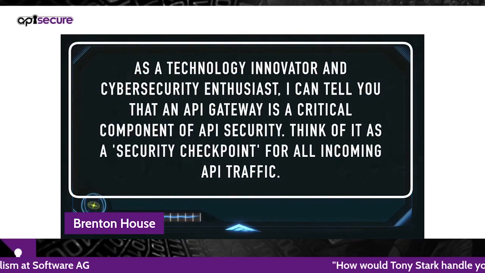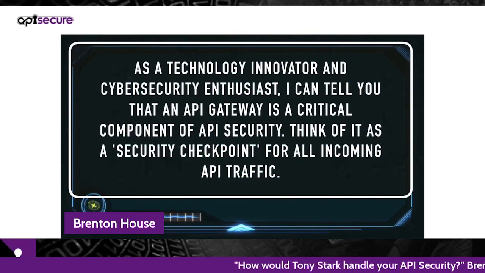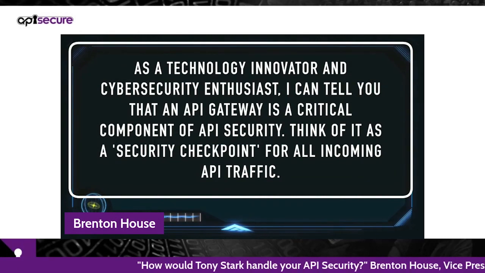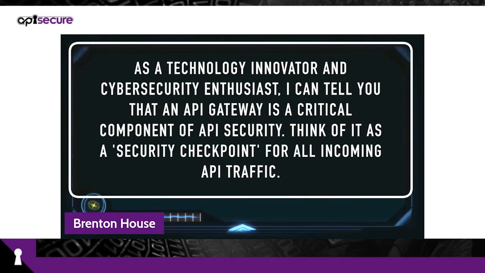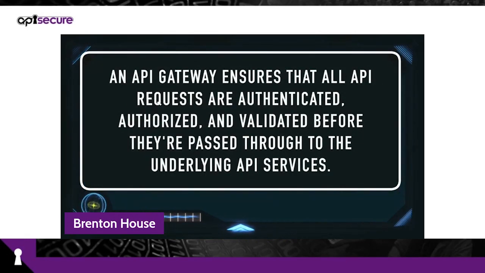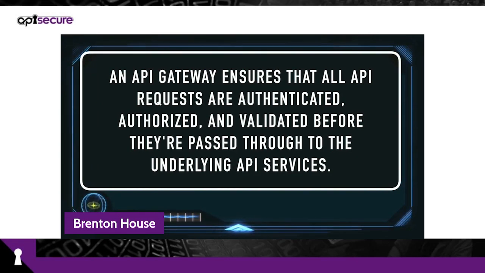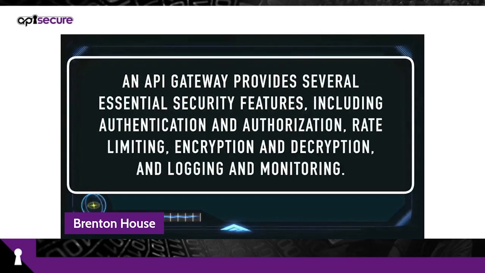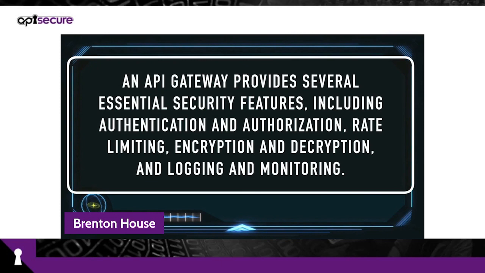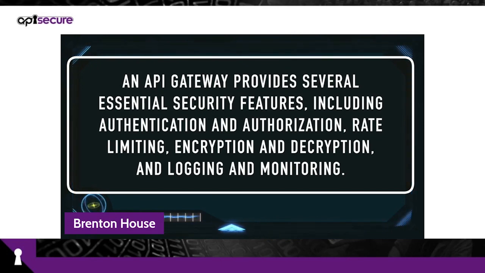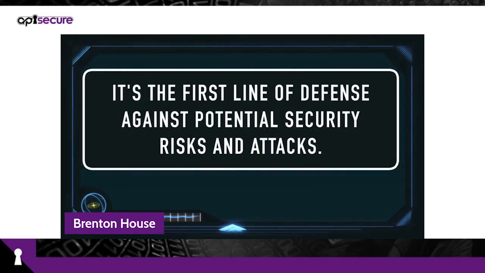As a technology innovator and cybersecurity enthusiast, I can tell you that an API gateway is a critical component of API security. Think of it as a security checkpoint for all incoming API traffic. An API gateway ensures that all API requests are authenticated, authorized, and validated before they're passed through to the underlying API services. An API gateway provides several essential security features, including authentication and authorization, rate limiting, encryption and decryption, and logging and monitoring. It's the first line of defense against potential security risks and attacks.